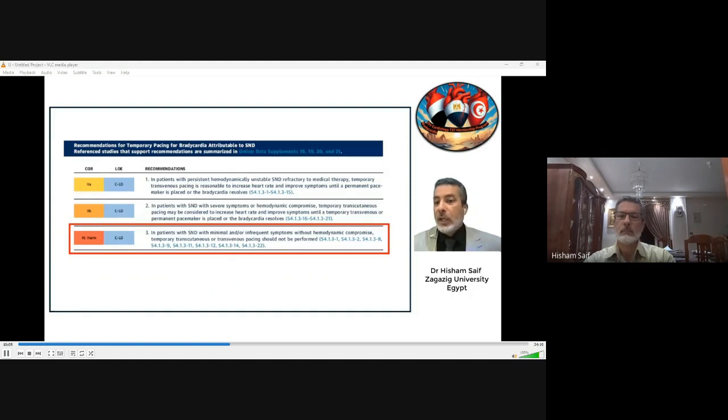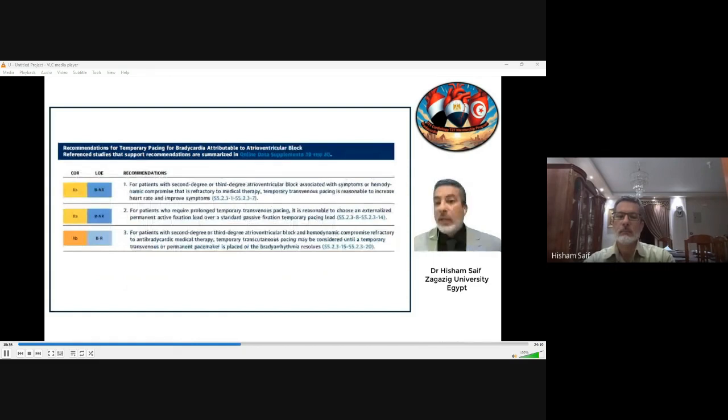Here are the recommendations of temporary pacemaker implantation in sinus node disease based on the 2018 ACC guidelines. Here we can read from the last row of the table, quote, in patients with sinus node dysfunction with minimal and/or infrequent symptoms without hemodynamic compromise, temporary transcutaneous or transvenous pacing should not be performed, end of quote.